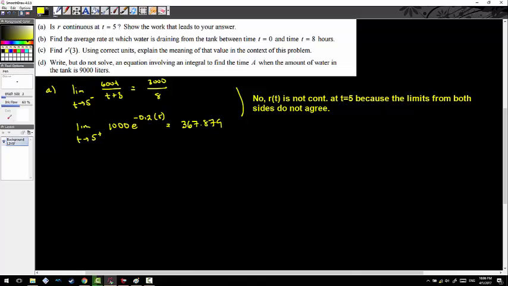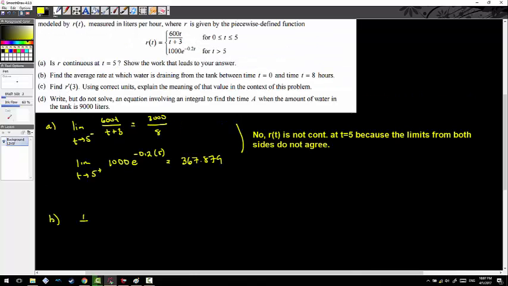Part B says, find the average rate at which water is draining out of the tank between 0 and 8. Well, how do I do that? I'm going to integrate, but I'm still going to multiply by the 1 over b minus a, except that's going to get multiplied by two integrals being added together. So it's going to be starting from 0 to 5, and if I only go from 0 to 5, I'm going to use this top function here. So 600t over t plus 3 dt. And then from 5 until 8, I'm going to do 1,000 e to the negative 0.2t dt.